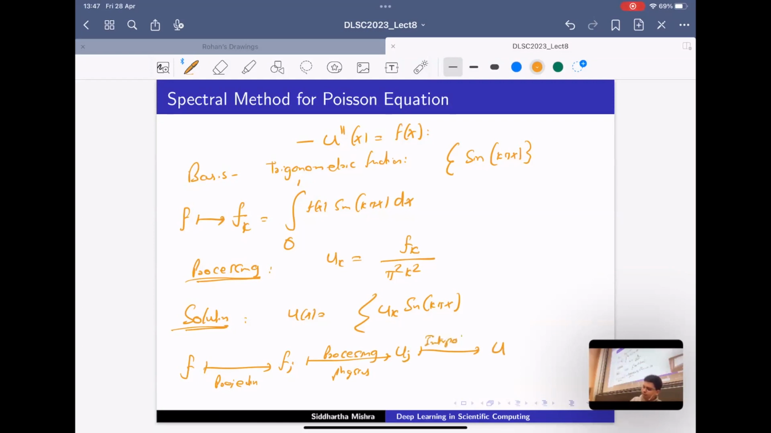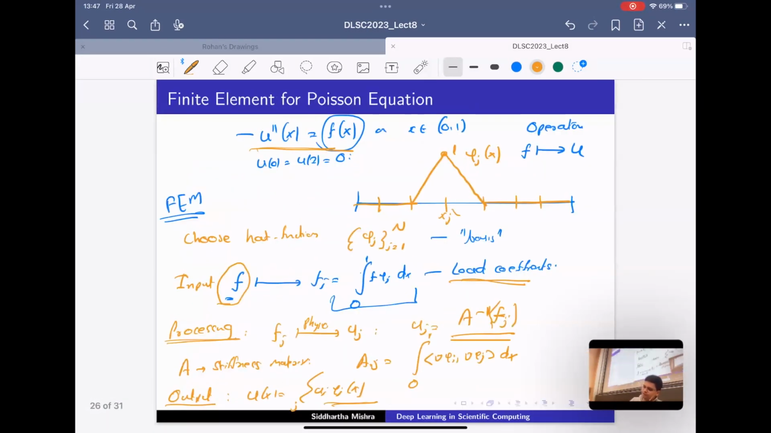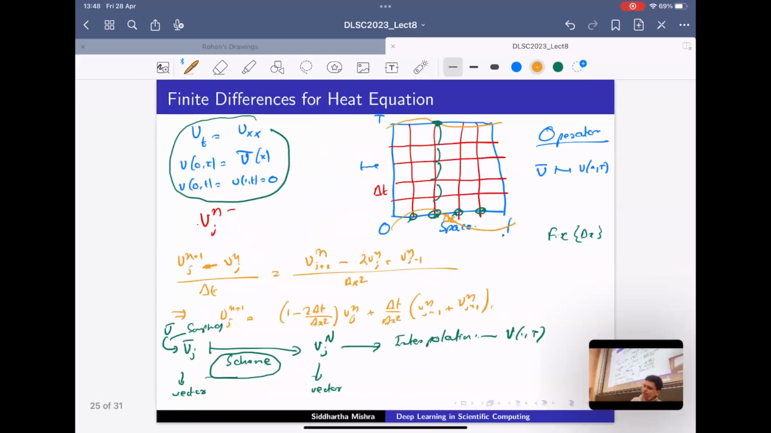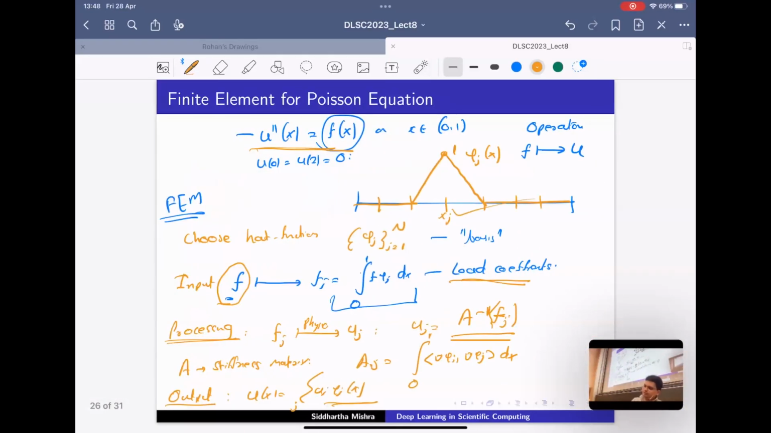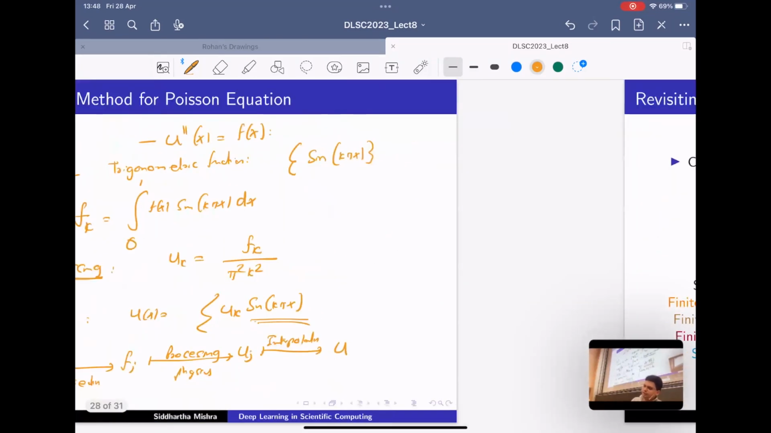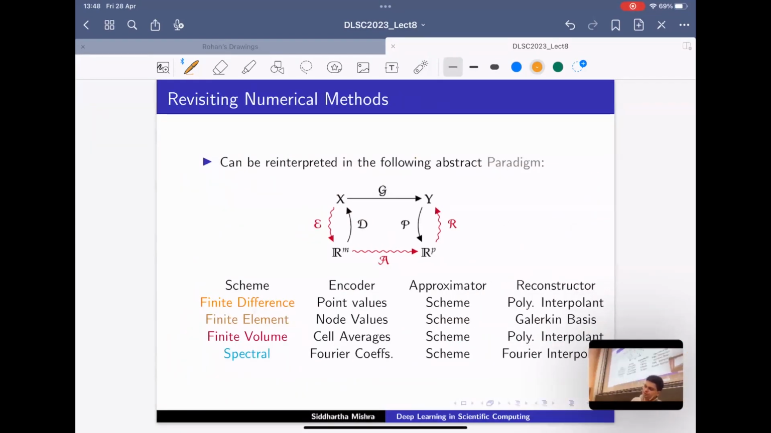So this is interpolation. Here it is done with respect to the trigonometric basis, sine functions. Here it was done with respect to hat functions. Here it was done with respect to some Lagrange basis. So these are the different ways in which you can think of it. It turns out that all numerical methods can be rewritten in this abstract scheme, and this abstract scheme is what I have just done.